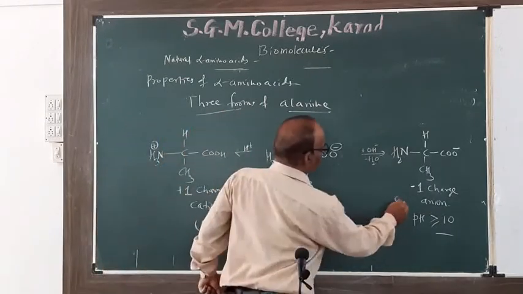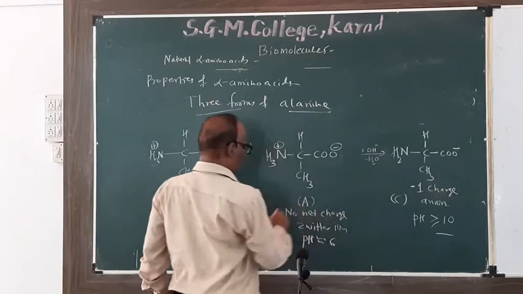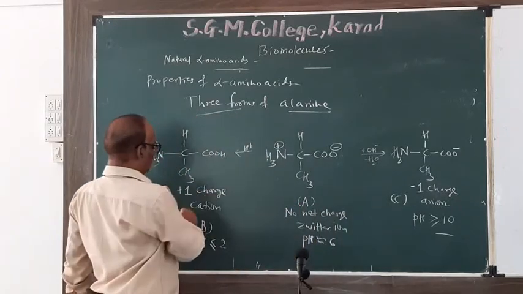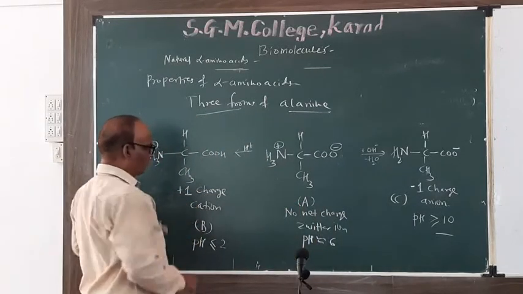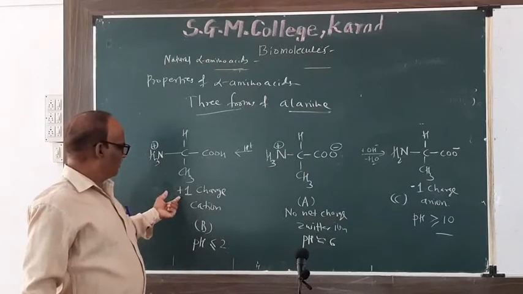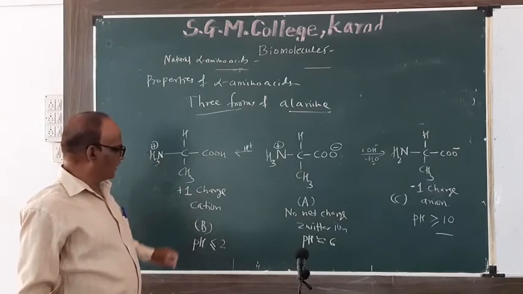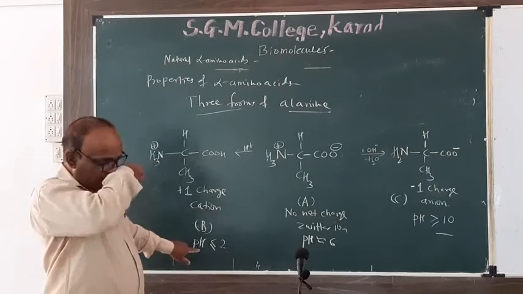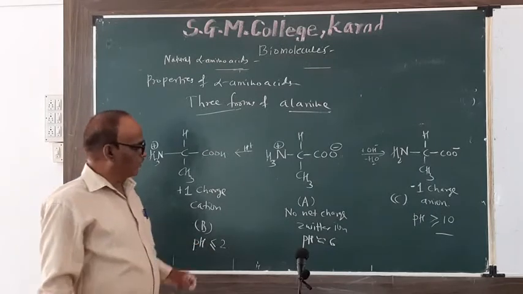This form is a zwitterion. When it reacts with acid, it forms a positive ion. Positive means +1 charge ion, that is a cation. The pH of this is less than or equal to 2.